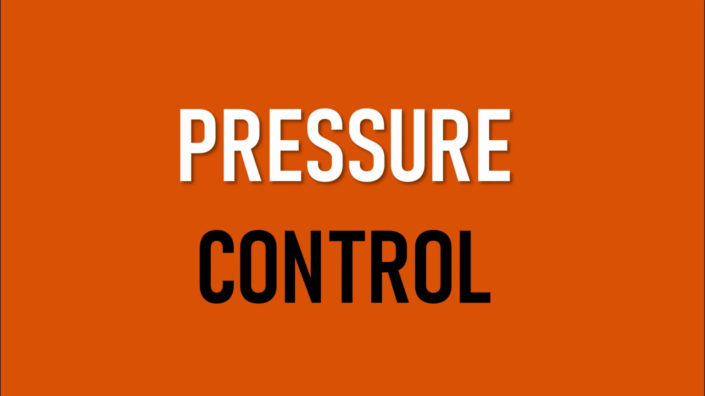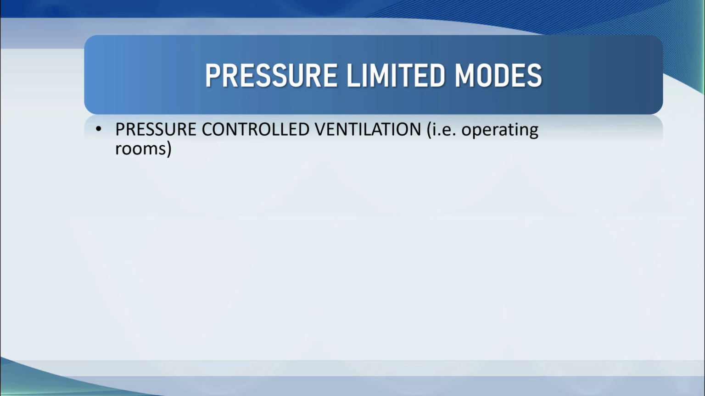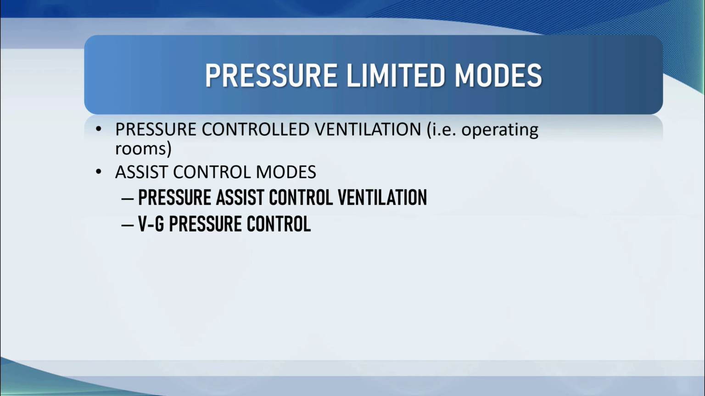Now let's start with pressure control ventilation. If you're going to use pressure limited modes of ventilation, you're going to find it a little bit confusing because there are so many different versions of pressure limited ventilation. If you're in the operating room and you see pressure control ventilation, most of the time that is pressure control with no assistance for the spontaneous breath. In the ICU, we don't do this. We use usually an assist control mode. There are two versions of this: pressure assist control and volume guaranteed pressure control. I'll talk about the latter in a couple of minutes. But pressure control in the ICU, when we say that, we mean pressure assist control.